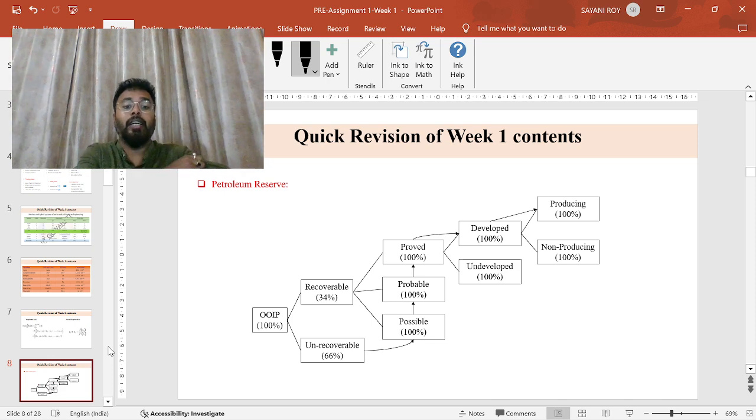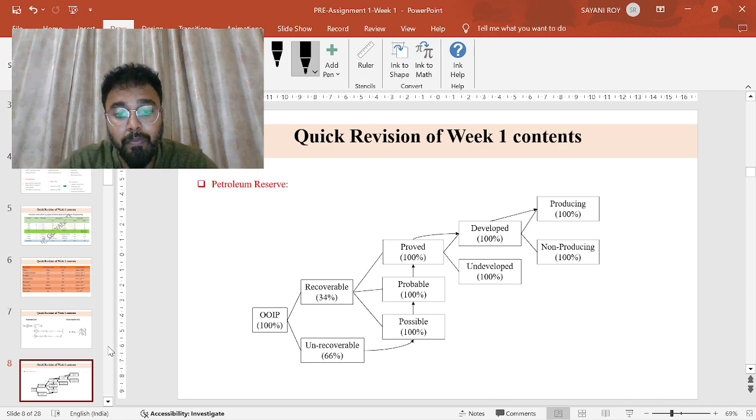Again, there are techniques through which we can also recover some percentage of the unrecoverable oil. These methods are called enhanced oil recovery methods. So we'll go to those topics in the later part of our course. So for now, from the original oil in place, 34% is recoverable reserves. Unrecoverable is 66%.